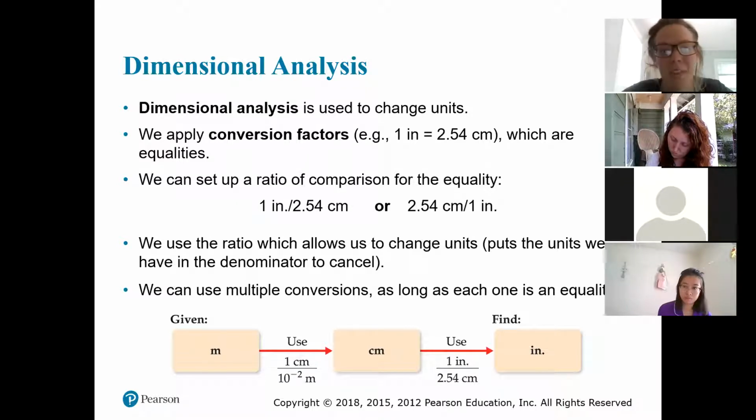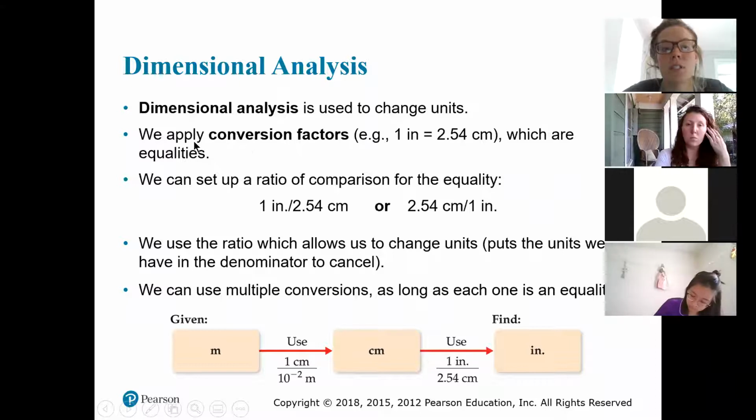That's all that we're doing. So what is dimensional analysis? It's just a fancy way to change units. It's a way for us to shift from one unit to another unit. How we do it is we apply conversion factors.